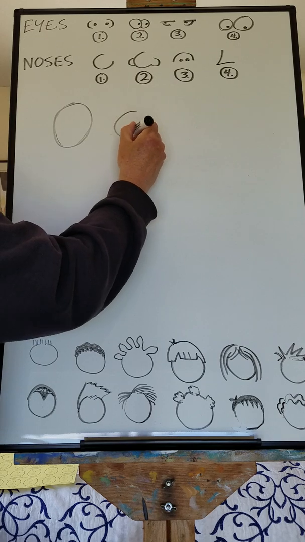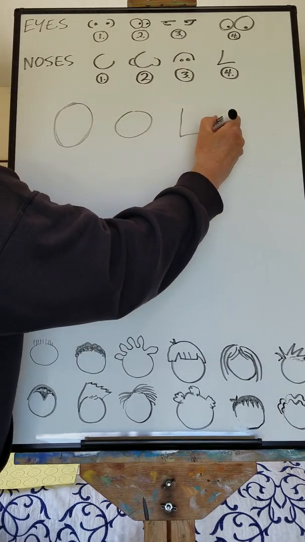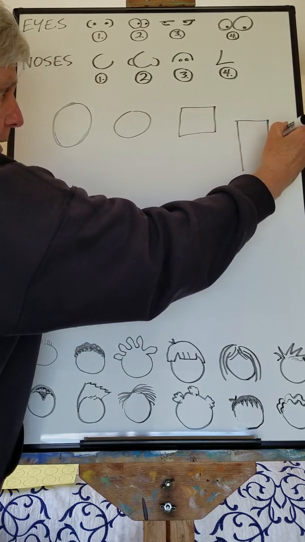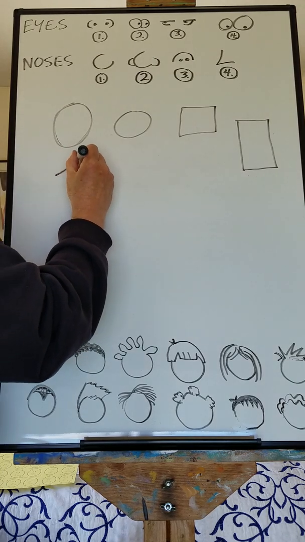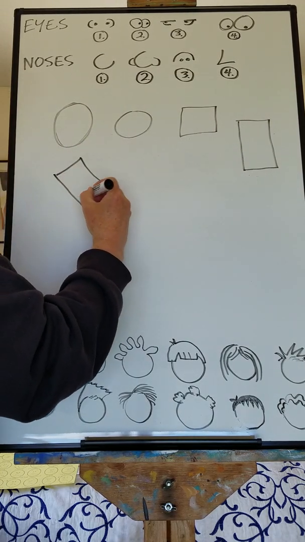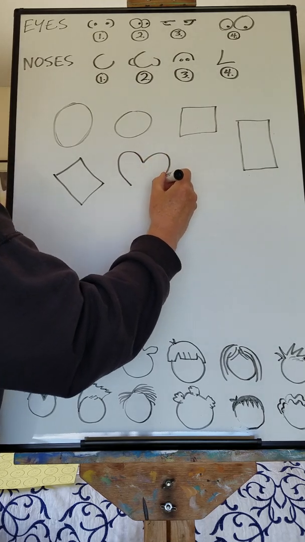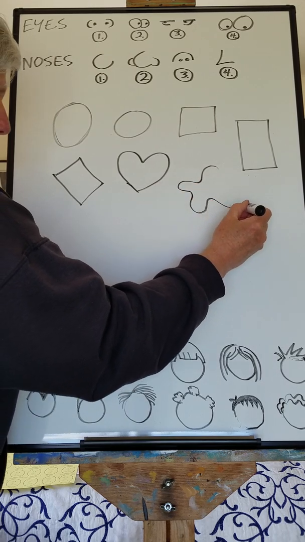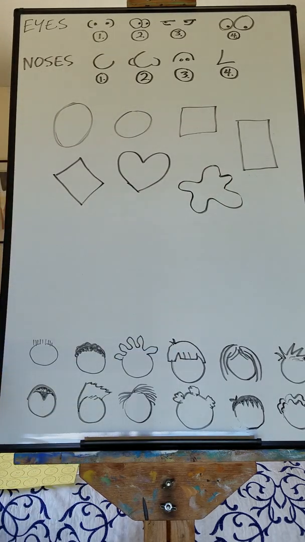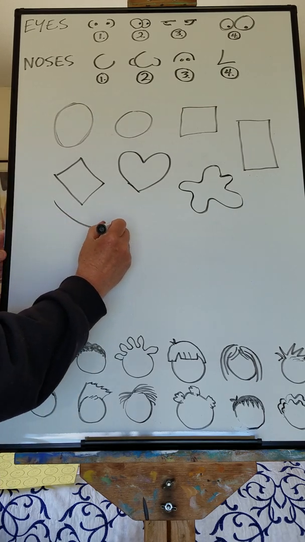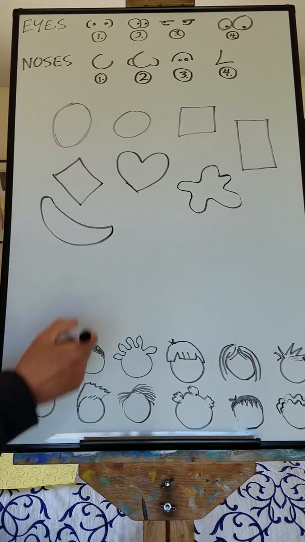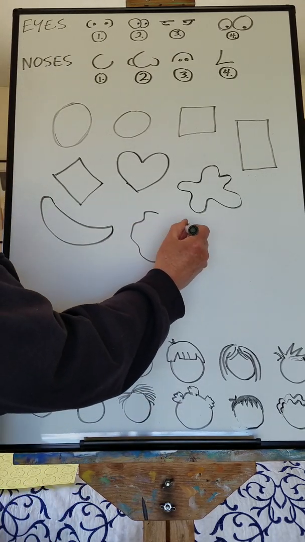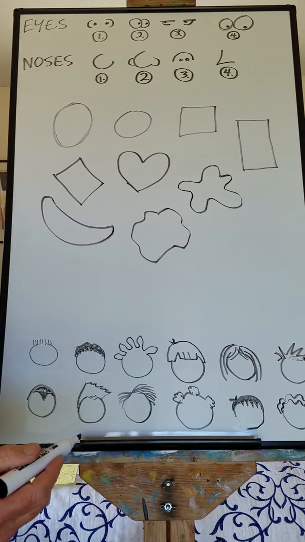So there's the oval and the circle that we've already done. You can even use a square or a rectangle. Diamond shape, heart shape, kind of a funky little starfish shape. Any shape that you can think of, banana or a crescent moon. What else? Think of any others? Just a blob shape. These can all be face shapes.